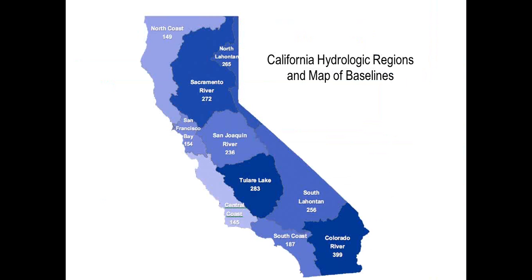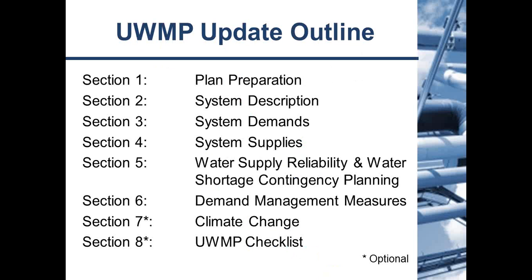Here we just have a little visual of the 10 hydraulic regions in California and where they are located. I'm sure you already know which region you are in. So here's the outline for the 8 sections that I will be going over. We'll first start in section 1, plan preparation, move through system description, system demands, system supplies, water supply reliability and water shortage contingency planning, demand management measures, and our optional items are the climate change and the urban water management plan checklist. Although these are optional items, RMP does recommend that these are performed for the urban water management plan.